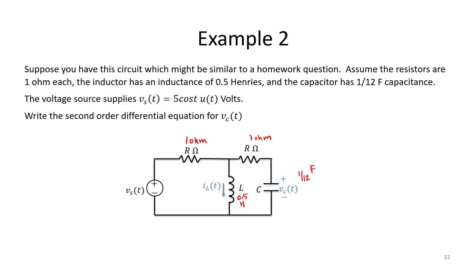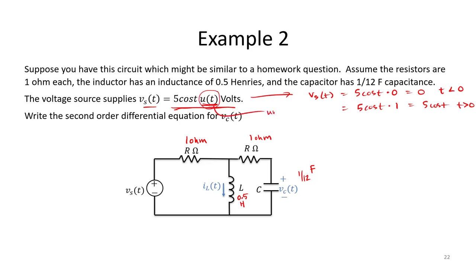We are also told that we have a sinusoidal source. Notice here, because we have that u of t in there, we can say that this Vs of t equals 5 cosine t times 0, or 0 for t less than 0, and it equals 5 cosine t times 1 for t greater than 0. So that unit step function u of t is basically just helping us capture the time dependence of this source. And it's telling us that this 5 cosine t source is powered on at time t equals 0.